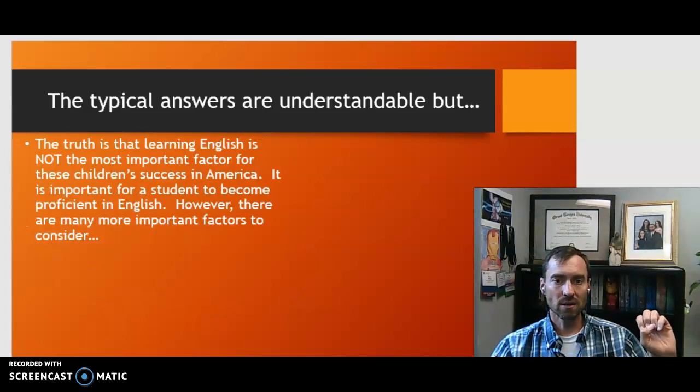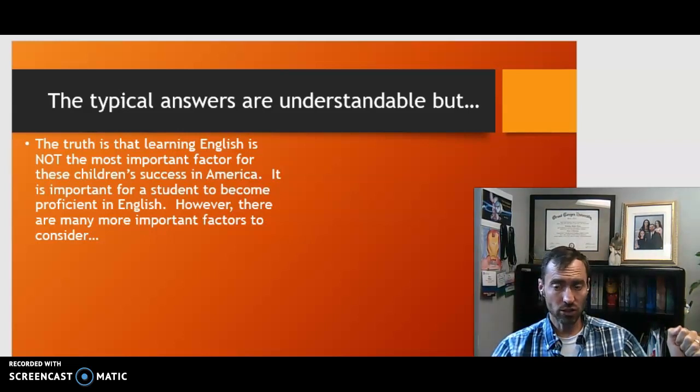Here is the issue for me, is that learning English is important, but honestly, for most students who are classified as English language learners, it is not the most important thing for their success in America.